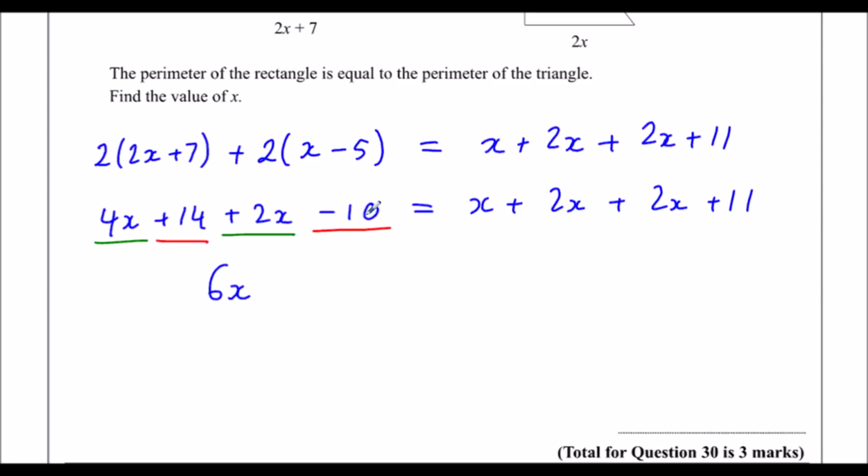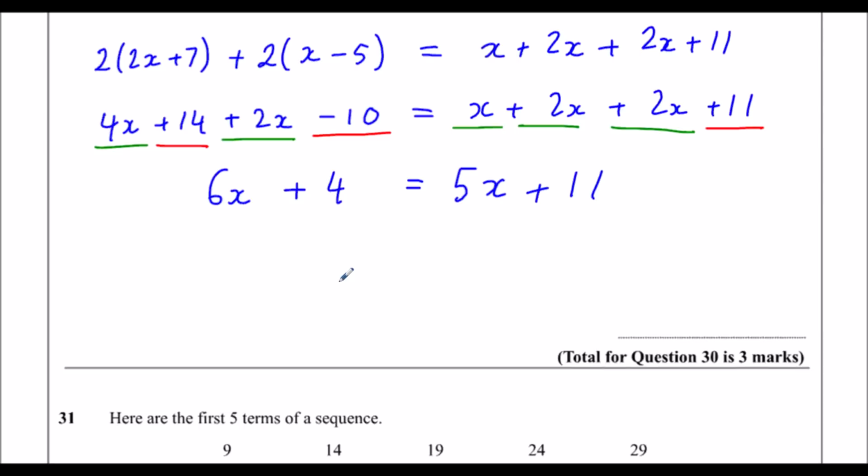We're always using the sign from in front of the number. So 14 take away 10 is 4. On the right, I've got 1x plus 2x plus another 2x. 1 plus 2 plus 2, that's 5 x's. And I've just got plus 11. Now I'm solving this. I'm going to get rid of the smallest x first, which is 5x. So take 5x away from both sides.